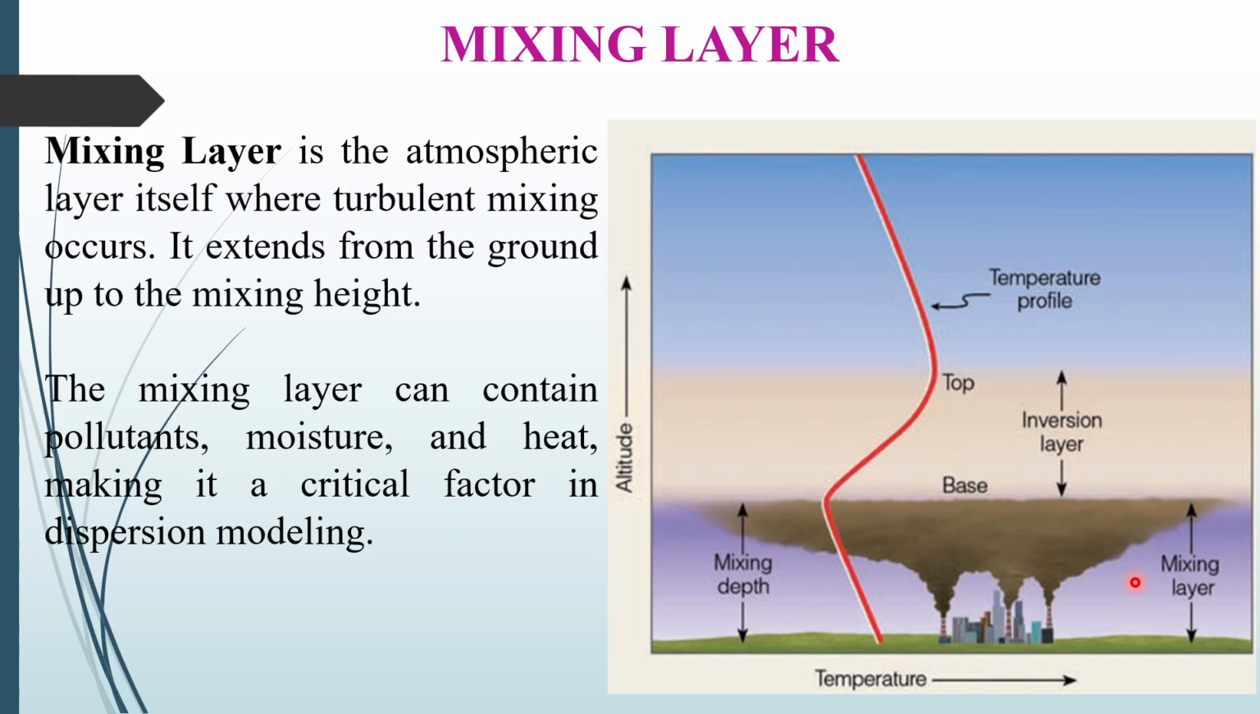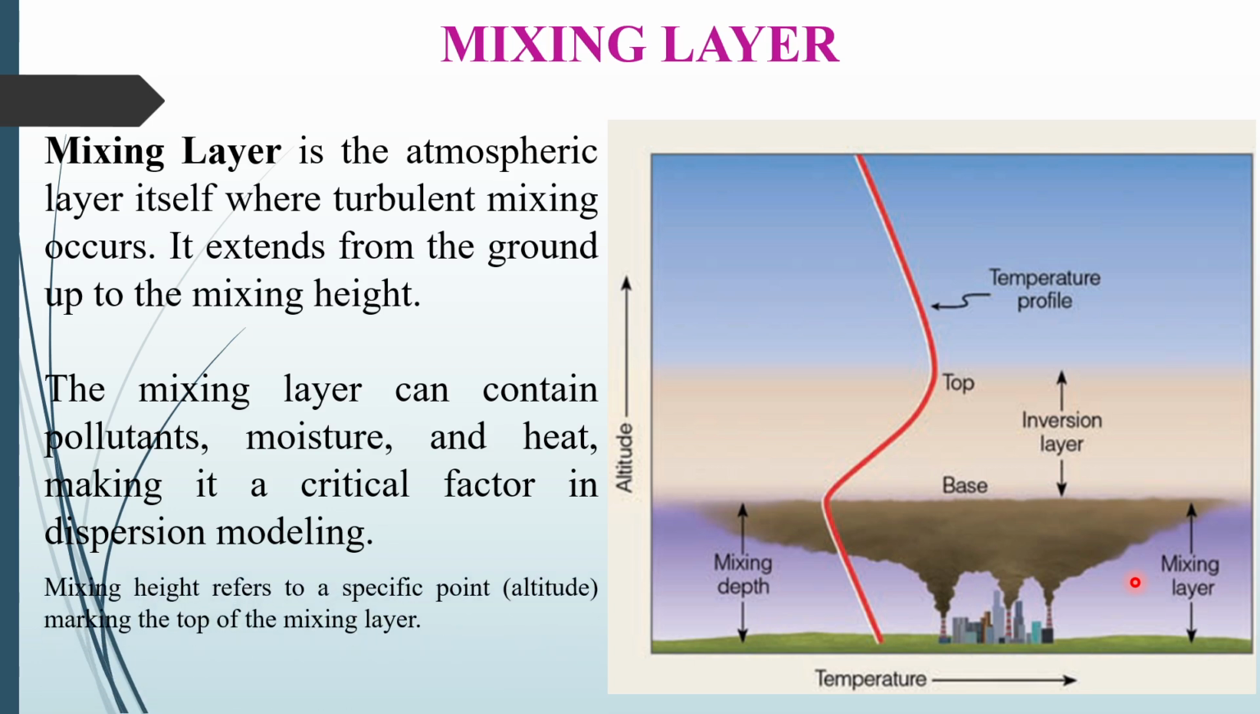Mixing layer can contain pollutant, moisture and heat, making it a critical factor in dispersion modeling. So here, if we again try to differentiate between mixing height and mixing layer, then we can say that mixing height refers to the specific point or altitude marking the top of the mixing layer. So this is the altitude point here, and this is the top of the mixing layer. So this is the mixing height.